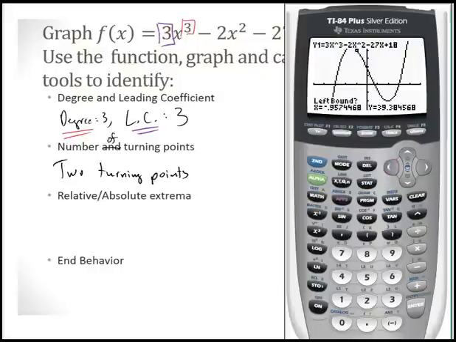So remember to find the relative max, you move to where you think it is, move a little bit past where you think it is, hit enter, move to the right, go past where you think it is, hit enter a second time, move back towards where you think it is, and hit enter a third time. So there's a relative maximum of 43.88.